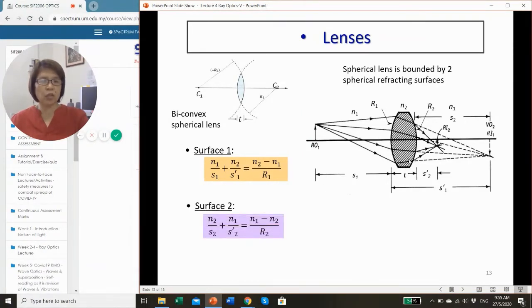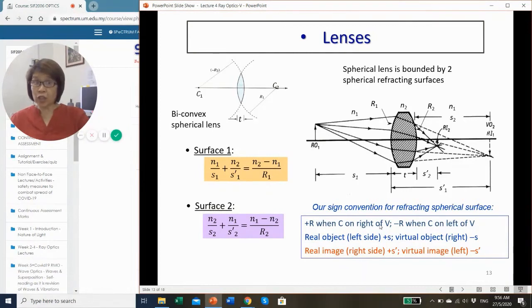And then we look at surface 2. Now we have n2 divided by the object distance, which happens to be from here to here, which is s2, plus n1 divided by the image distance, which happens to be formed here. So this will be the image distance, s2'. And that's equal to (n1 - n2) divided by R2.